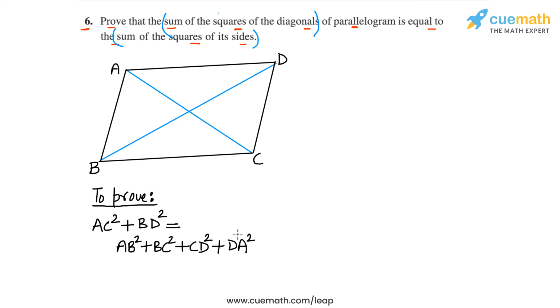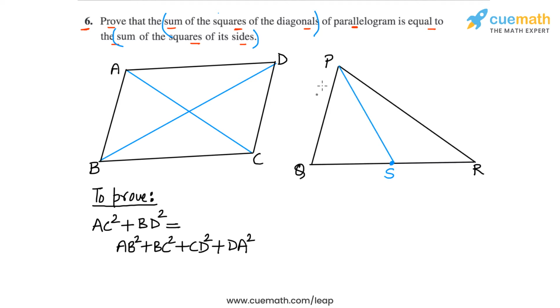Now to prove this result, we are going to use something that we proved in the previous question of this exercise. Let me recap what we proved in the previous question. For that, observe this figure that I have drawn, in which PQR is an arbitrary triangle and PS is the median from P to the opposite side QR. So basically QS and SR are equal.